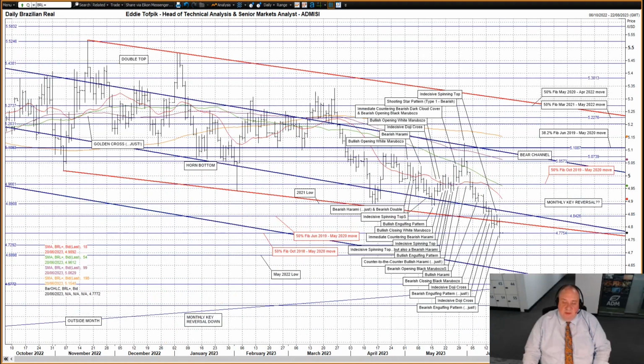US dollar against the Brazilian real. A bearish engulfing pattern yesterday, if only just. It was, however, the lowest low and low close since early June last year. Prices utilized the breached lower bear channel line, currently at 482.02, highlighted in bright red on the November 22 to date bear channel. There's a cap on the market, dropping down through the 50% Fibonacci line of the October 2018 to May 2020 move at 477.54, before finishing right on it.